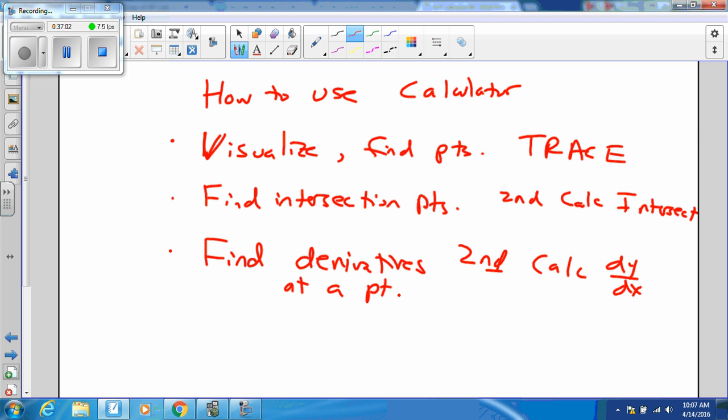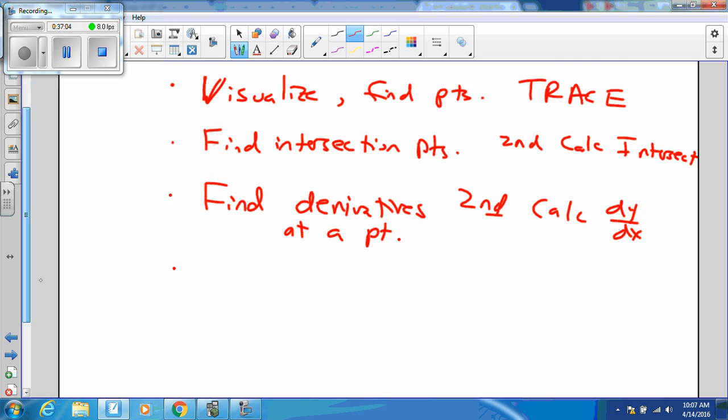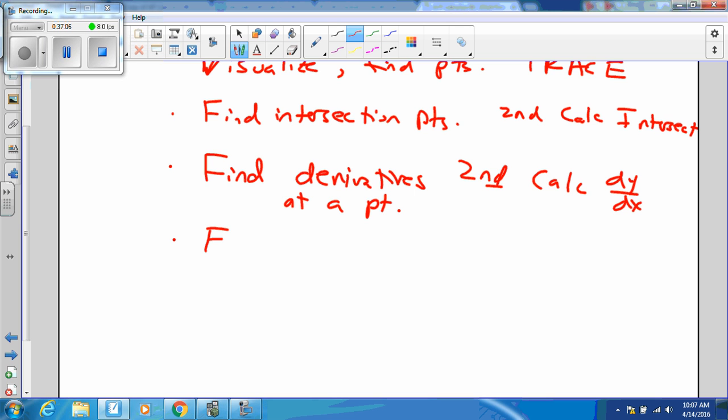Or nDeriv. Do you guys use nDeriv much? Or is it all second calc? I don't use it very much either. I use it only when I want to graph the derivative of something, and I want y1 equal nDeriv of the function from x, or to find integrals.